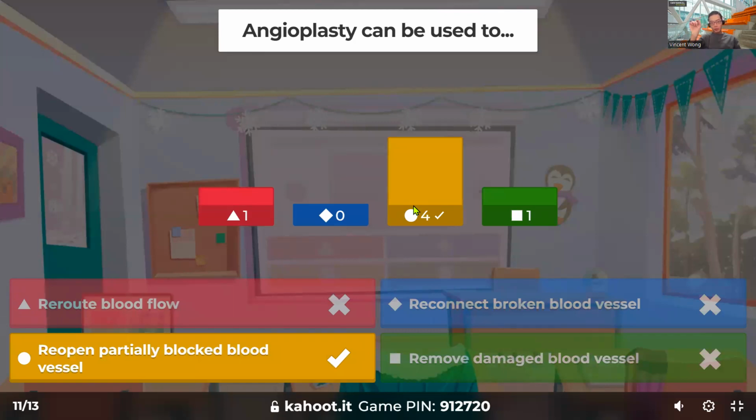Angioplasty is the balloon, right, with the catheter. You put it in, and then you're going to open it up, right? And you know, if you have a narrowing of blood vessels, that's what you need to do.